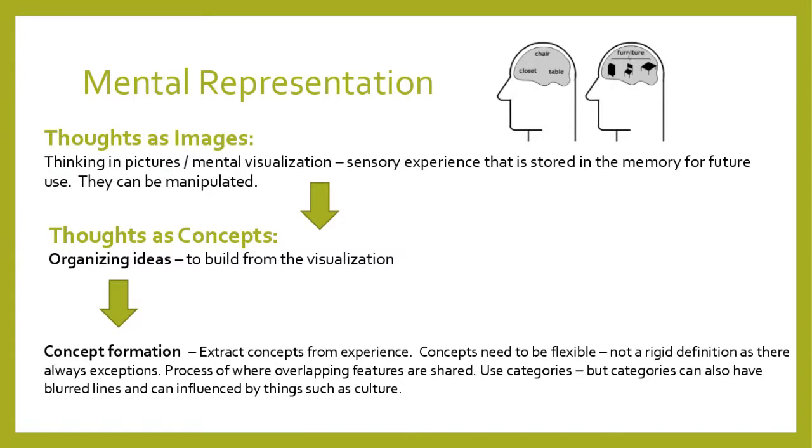So mental representation, firstly, is thoughts as images. So that means thinking in pictures. It's about mental visualization. Sensory experiences that are stored in memory for future use that can be manipulated. So it's where we actually have a picture in our head. The picture at the top of the screen is chair or closet or table. We don't see that in words, we see that in images, as mental images.